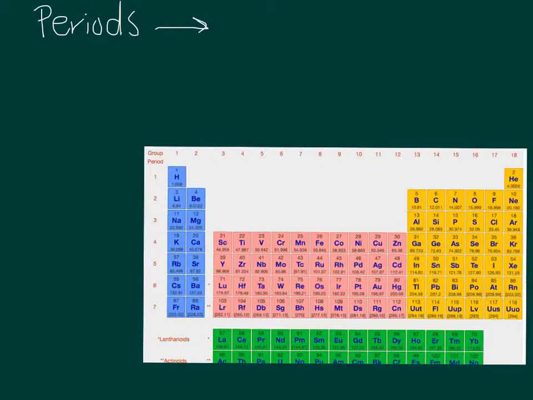So these are based on the atomic number. And you'll see that the number goes in order 1, 2, 3, 4, 5, 6, 7, and so on and so forth. So the elements are arranged across the periodic table in rows based on their atomic number. This is the number of protons in each element.